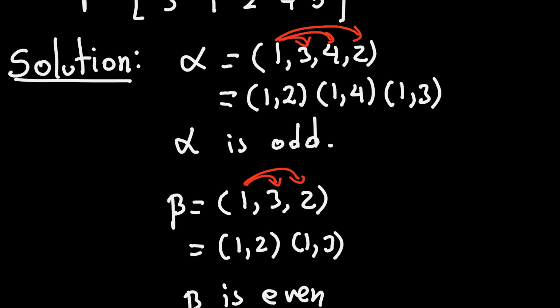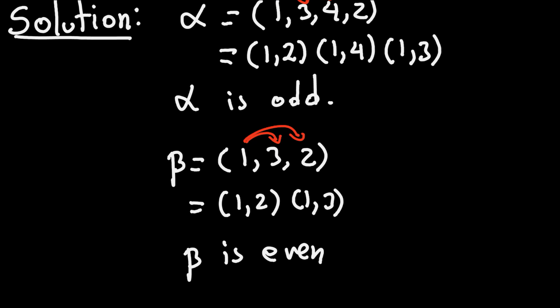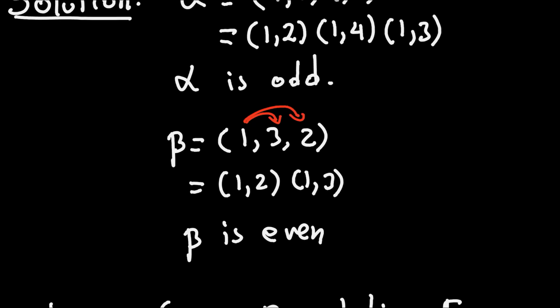So how do we express this as a product of two cycles? So it's (1 2)(1 3). So that's what we have here. So this is a product of two cycles. So that means that beta is an even permutation. All right.